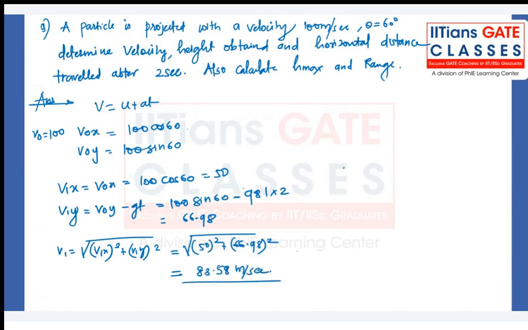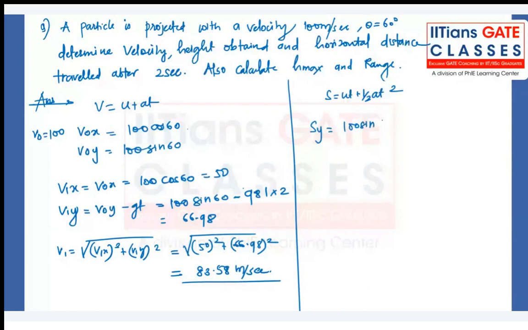Now, next, we got the velocity. What they are asking us is the horizontal and vertical height obtained. So Sy will be, using S is equal to ut plus half of at square, Sy is equal to 100 sine of 60 into 2 minus half of 9.81 into 2 square. This will give us the distance in the vertical direction, that is the height obtained. It will give 153.58 meters. Okay.